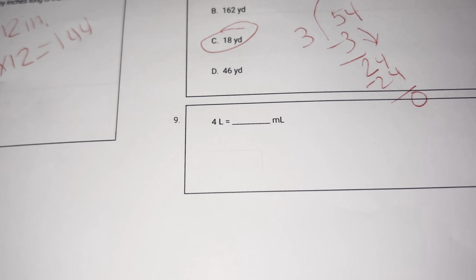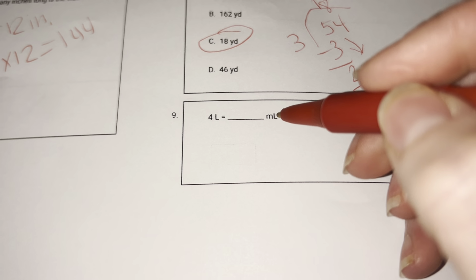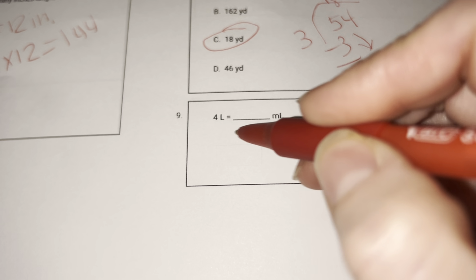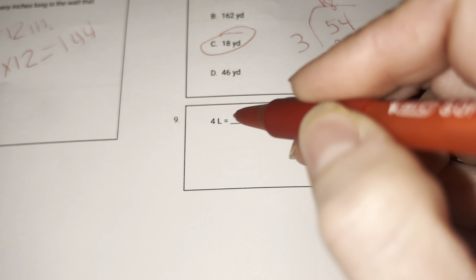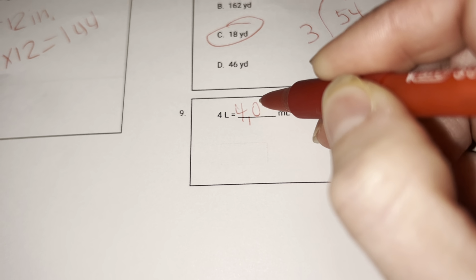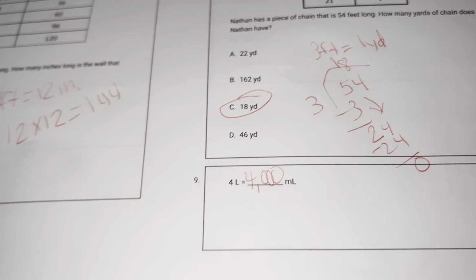Number 9, 4 liters is equal to how many milliliters? So there's 1,000 milliliters in 1 liter. So if I have 4 liters, then I'm going to have 4,000 milliliters.